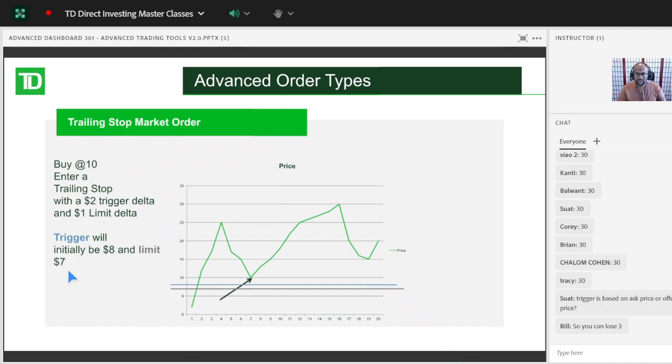And Suat says trigger is based on ask price or the offer price. It's going to be based on the bid price whenever you're placing a sell. It's going to look at it that way.